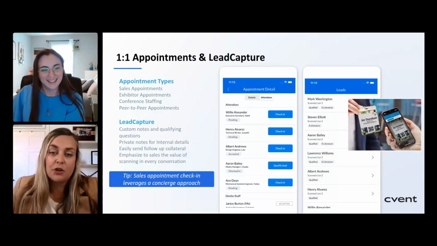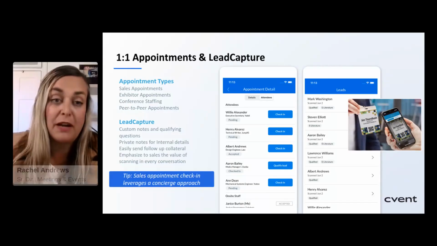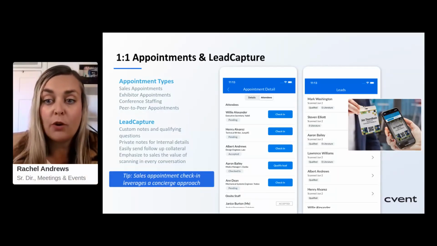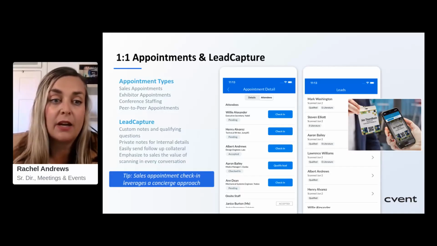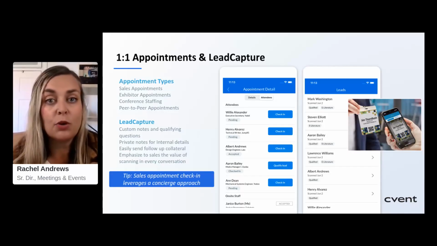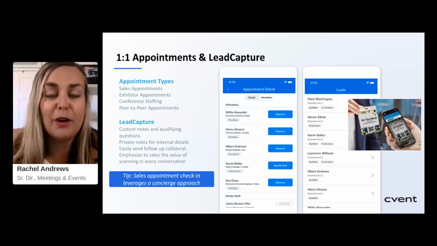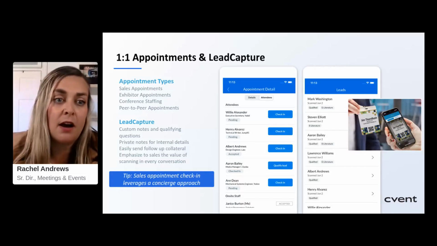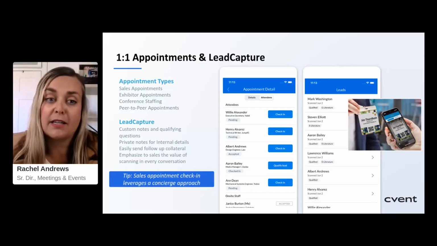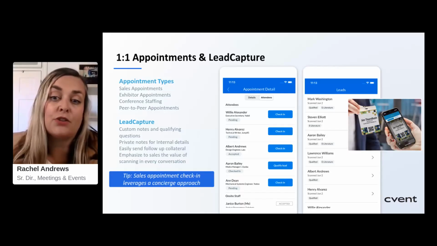One-on-one and lead capture. One of the main goals of Cvent Connect is meeting with everybody. So we offer 4 different types of appointments at Cvent Connect. We have our sales appointments, so our sales team meeting with customers. We have our exhibitor appointments, which are obviously our exhibitors meeting with people sourcing events. And then we have our conference staffing appointments, and then we have peer-to-peer appointments, so like more of the networking type things. All of these are super important.